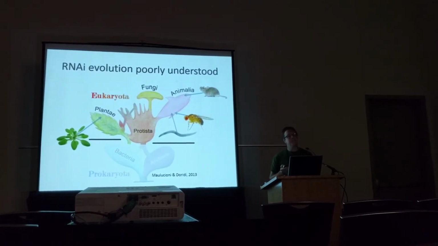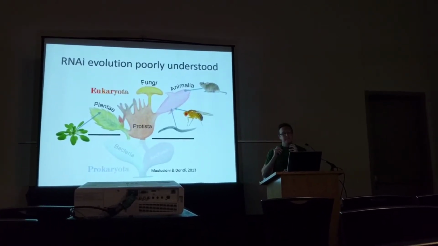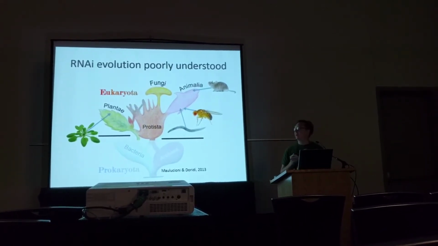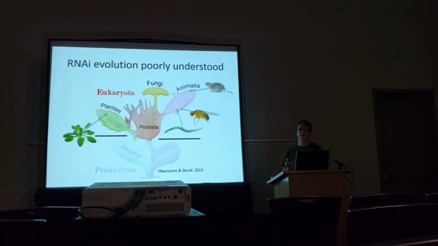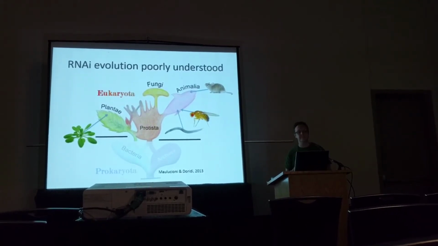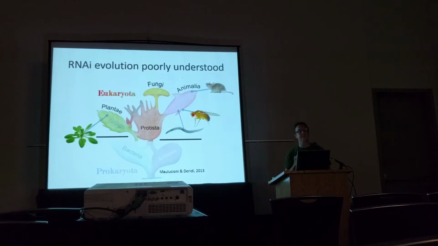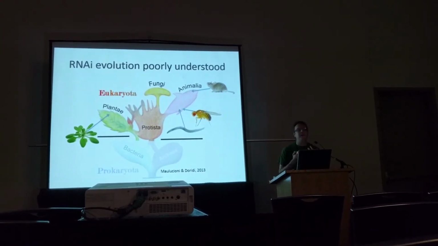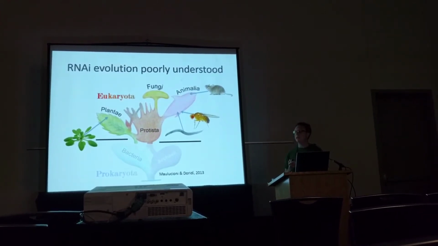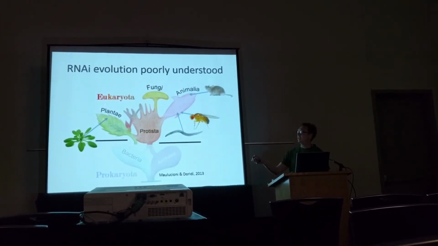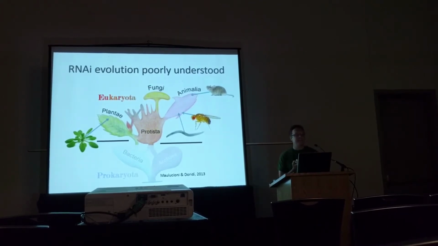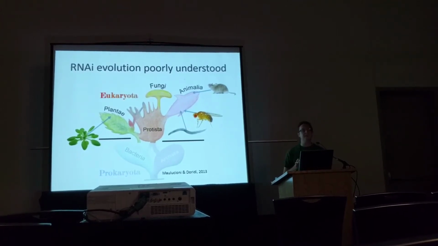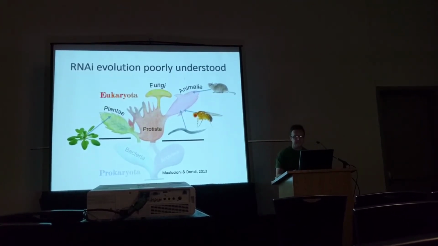Like most molecular systems, we view RNAi through a very narrow lens defined by a relatively small number of very well-studied model systems. And so when we view a molecular system through this type of lens, the function in these different organisms appears very idiosyncratic. So what we try to do in the lab is use evolutionary analyses to understand the similarities and differences in molecular function across not only these model systems, but all organisms.